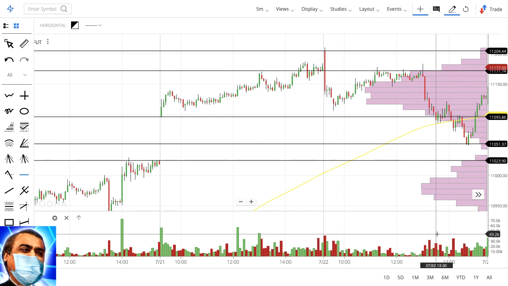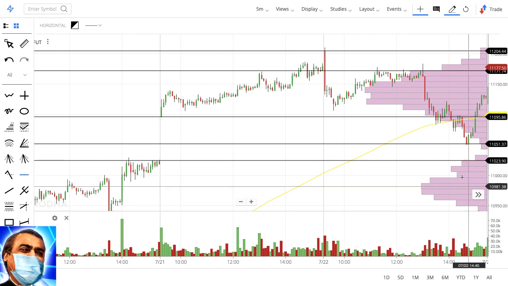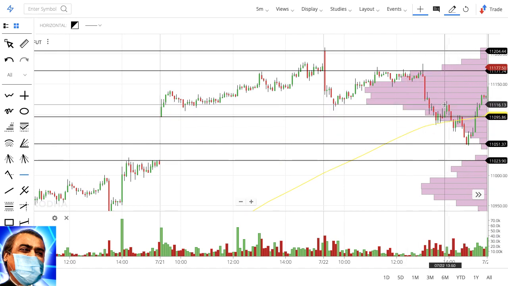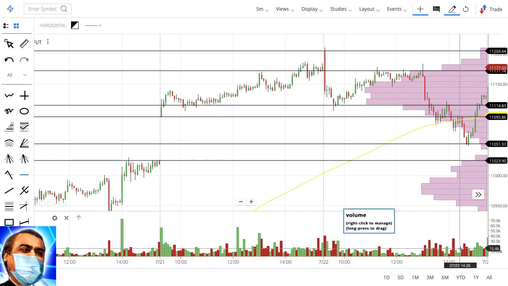So these are all the lines I have currently, and nothing else is important. This isn't important, nothing else is as significant. You could, if you wanted to, add another line right here. So now let's see how these lines perform and if we can take any trades based on that.